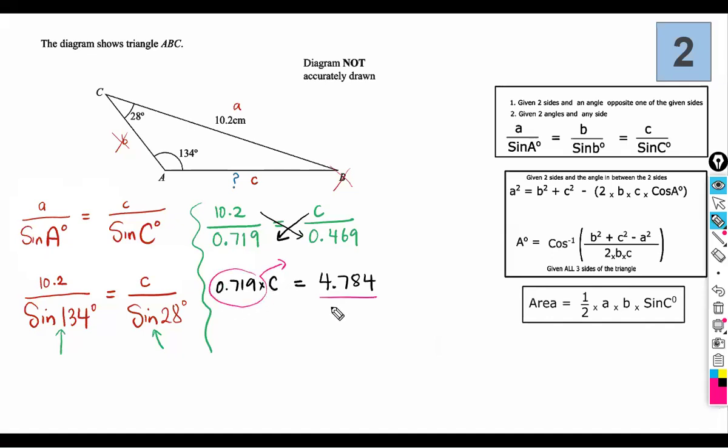Throw across and divide, you're going to get 4.784 divided by 0.719. I'm getting 6.65 if you go to 2 decimal places, but I think to 3 significant figures, so 6.65 is what I'm getting for my final answer. Look for your mistakes. A lot of people did get it. Latoya, did you see a mistake by chance?